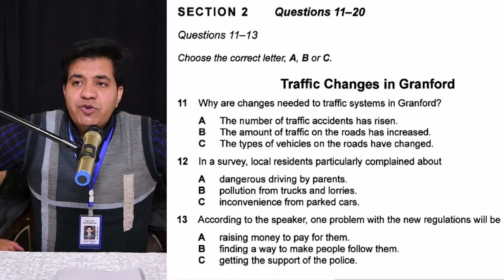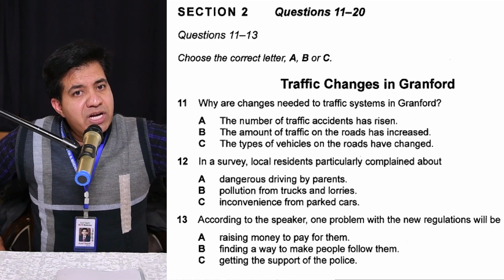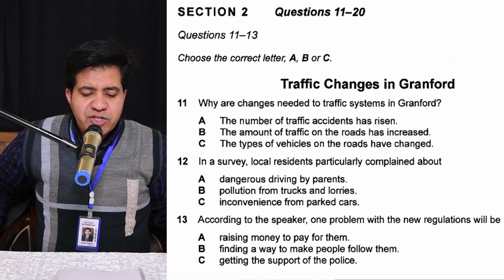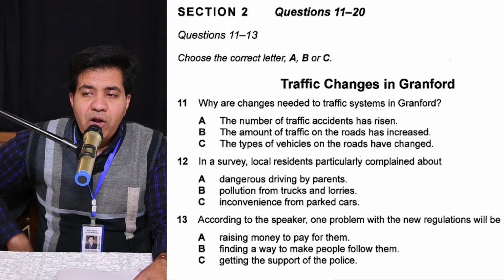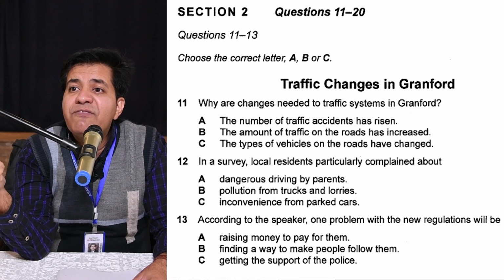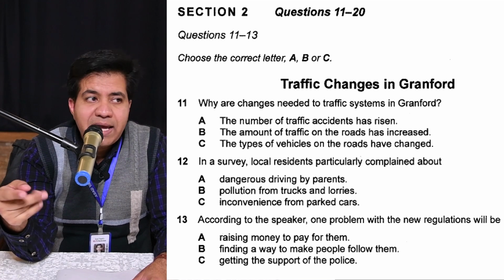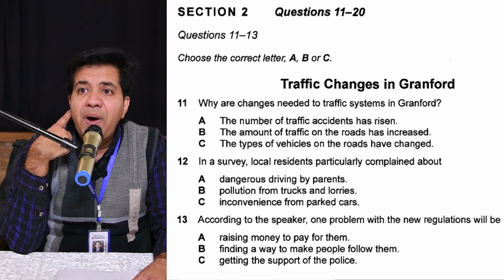Okay, A, dangerous driving by parents. If the options are short, then read the whole option. It's not that you cut it short to only 3 words. B, pollution from trucks and lorries. For pollution, they can use the word fume, noise. Fume is just like smoke, right? And C, inconvenience from parked cars.